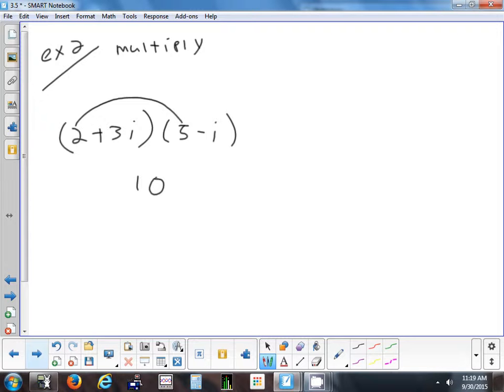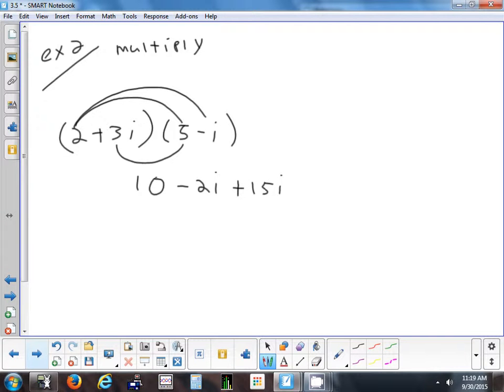If you don't, you can do it in any order you want, but generally we usually take the first and then we do the outer, usually. But as long as you do them all, that's okay. What would you get if you did the outer here? Negative 2i. Okay, and then Ashley, what would we do next? 3i times 5, which is how much? 15i.